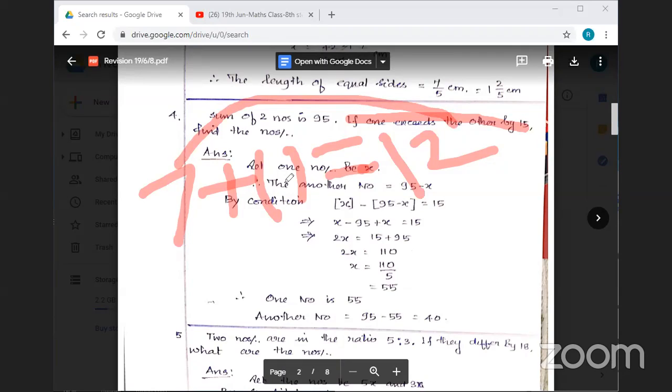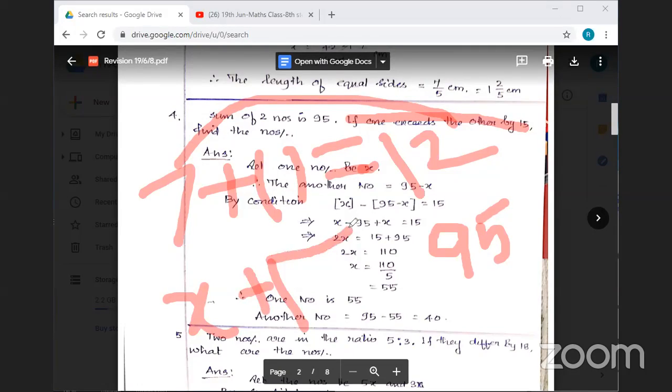In the same way, this is 95. I know one number is x. What am I supposed to do? The x will go to that side, so what will happen? Minus x. Therefore, the other number is 95 minus x. Any doubt in this?